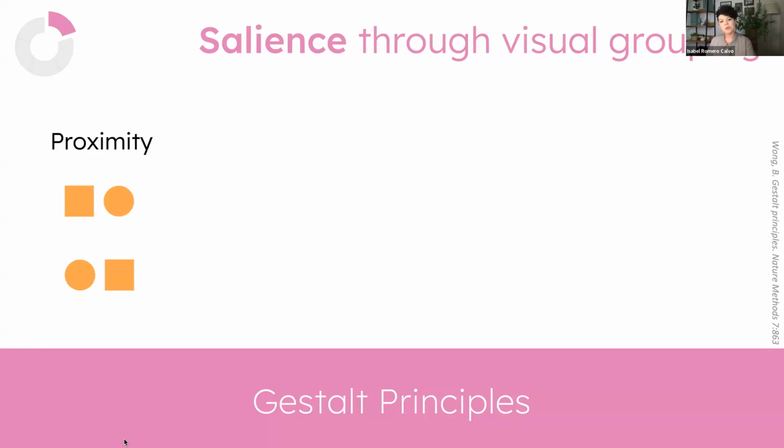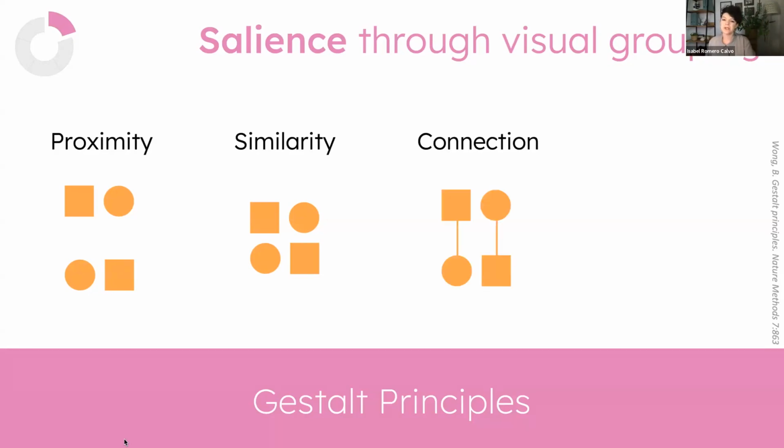We have 2 groups. And if I ask you, what are the 2 groups? You will say top and bottom because they are closer together, even though they are different shapes. The next one is similarity. If we keep the same distance between the different shapes, you will actually see 2 groups and you probably will tell me there are circles and there are squares. The next one is connection, which is stronger than the 2 previous ones. If we connect the shapes with a line, the 2 groups break as they were before in similarity. And again, we have a left and right group.